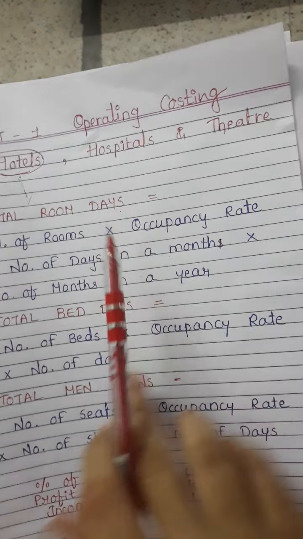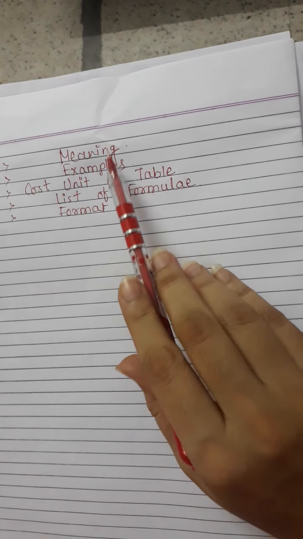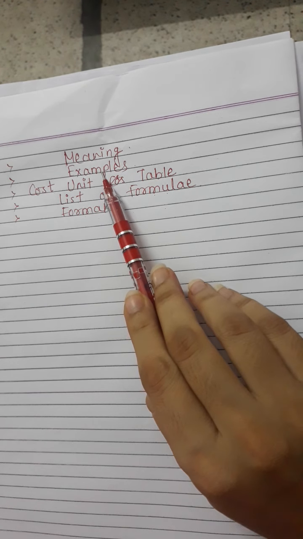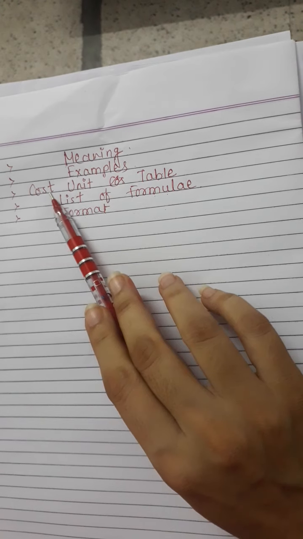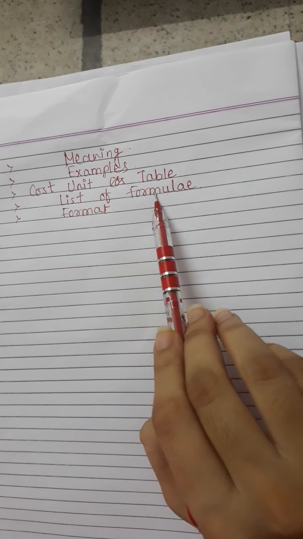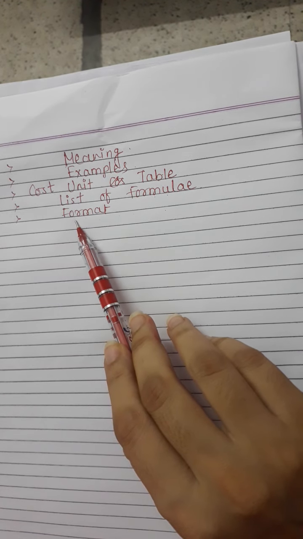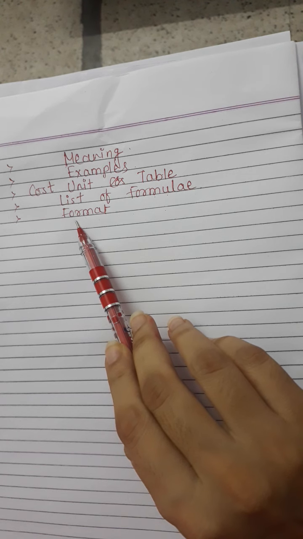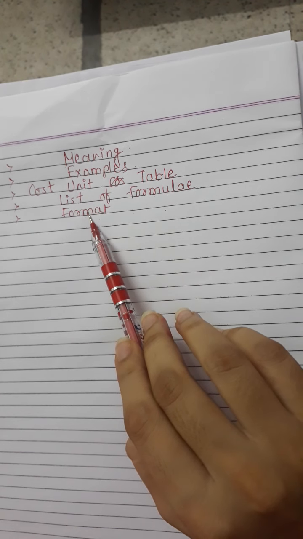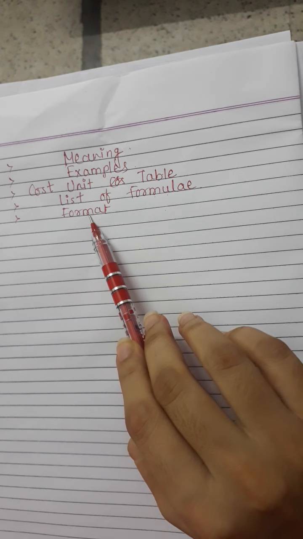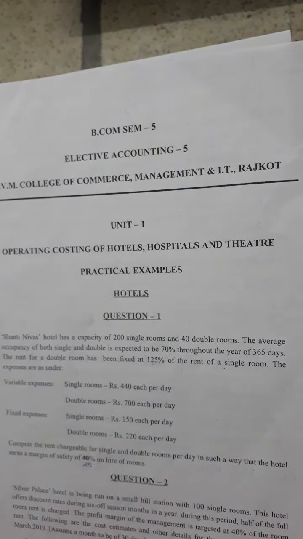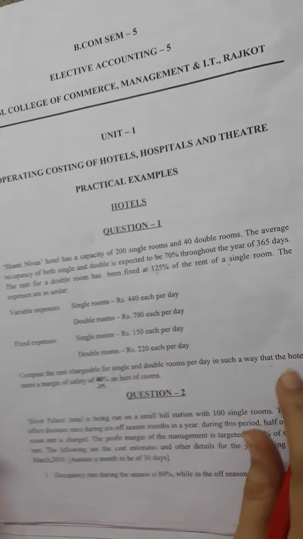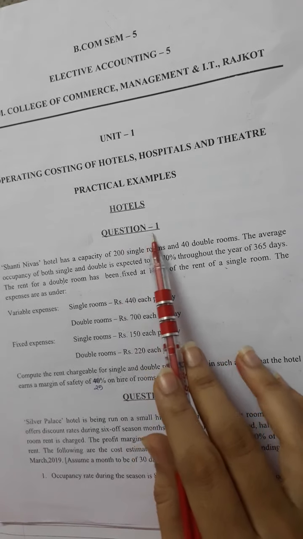Okay, now let us start with the calculation, but before that in your book you need to write down the meaning, examples of operating costing, cost unit table, list of formula and format to find out the hotel operating cost. After writing this, now give the title hotels and start with the question number 1. Now let us start. Question number 1.